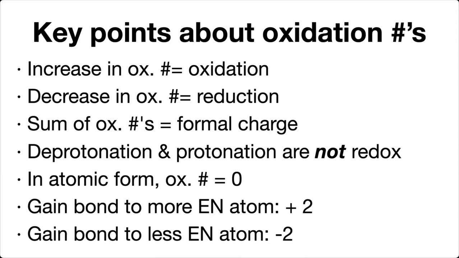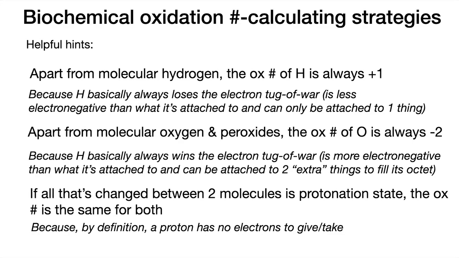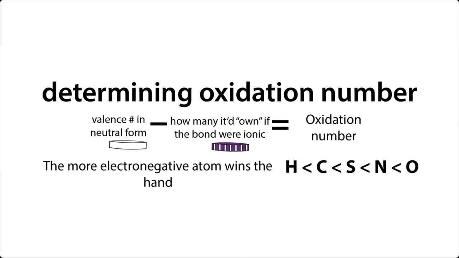If you gain a bond to a more electronegative atom, you're losing 2 electrons. And if you gain a bond to a less electronegative atom, you're going to be gaining 2 electrons. So gaining a bond to a more electronegative atom is a plus 2 change. Gaining a bond to a less electronegative atom is a minus 2 change. So we were looking at this first strategy: you subtract the number of valence electrons owned if ionic from the number of valence electrons the atom has in its neutral state, and you determine the oxidation number in that way.